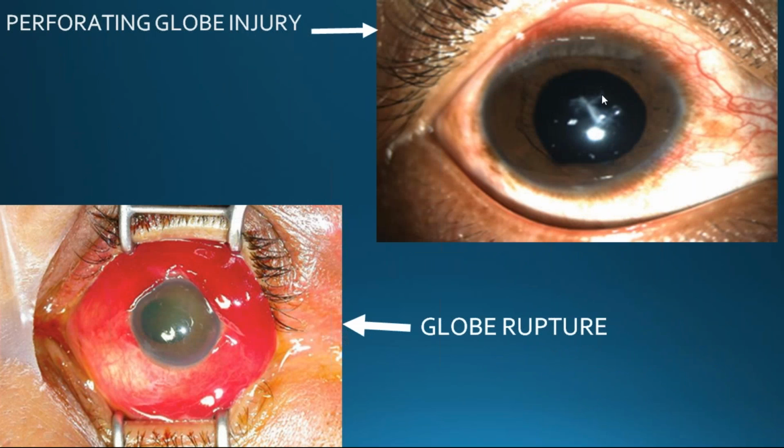This is the perforating globe injury. This is the perforation of the cornea. You can see the corneal perforation here. This is the globe rupture resulting in subconjunctival hemorrhage. Hypotony, you can see the shrinking of the eyeball, low intraocular pressure, lens in the anterior chamber, and an irregular, dilated pupil. This is the picture of globe rupture. This is the corneal perforation, perforating globe.